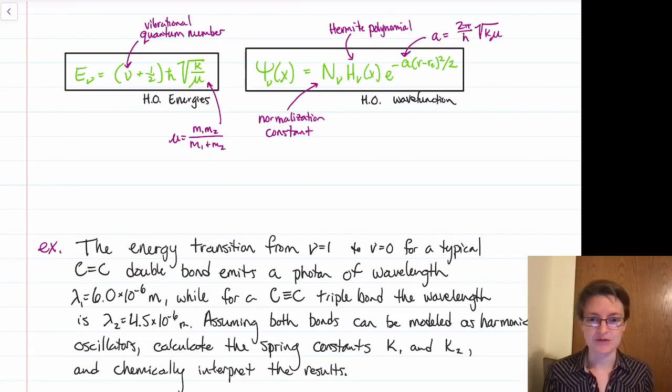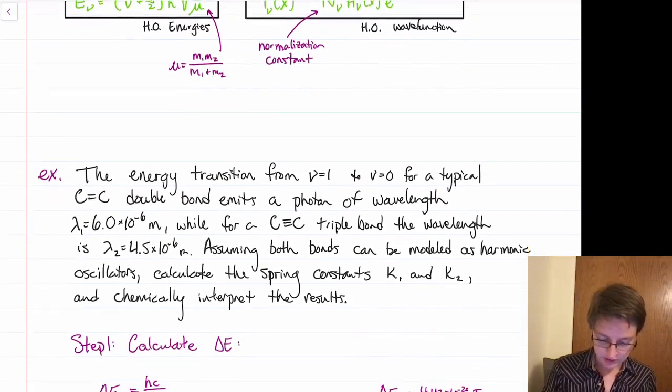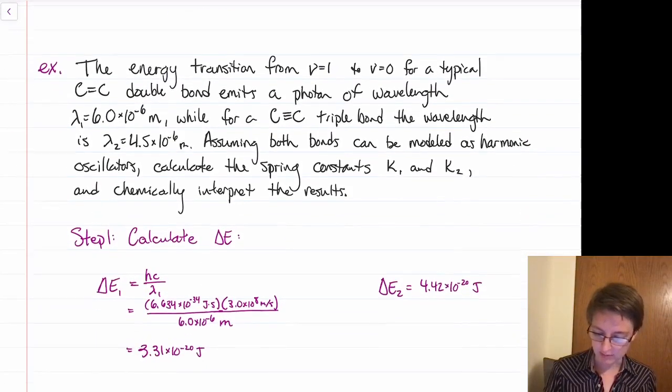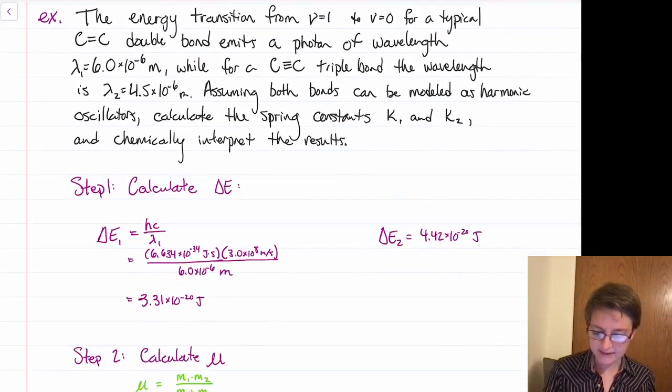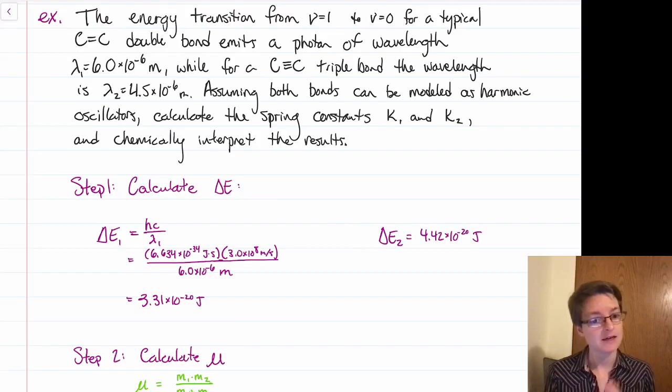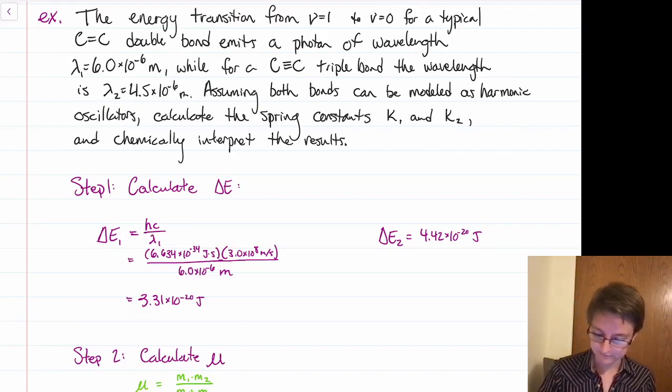And what I'd like us to do for this problem is, assuming both bonds can be modeled as harmonic oscillators, I want us to calculate the spring constants K1 and K2 that are associated with these two different types of generic bonds, and then chemically interpret the results. Okay, so if you'd like to try and work on this problem by yourself, I would recommend pausing the video at this point and seeing if you can work through the problem yourself. Otherwise, I'll go through it step by step in just a moment.